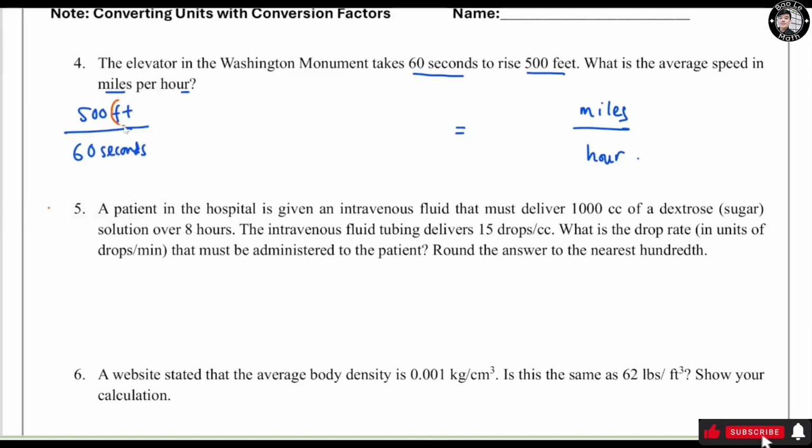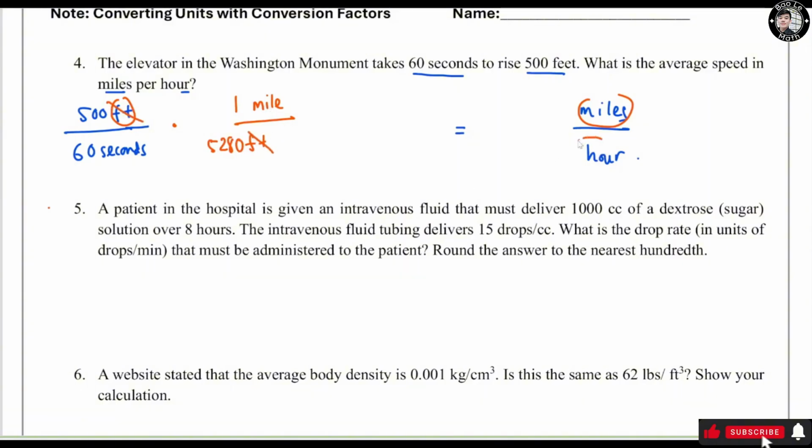On the top we have feet right here, but we need miles, right? So we need to find a way to eliminate feet. So we put feet on the bottom right here, and this should be miles because we need miles. We know that 1 mile is 5,280 feet, right? This cancels out. We have this one left.